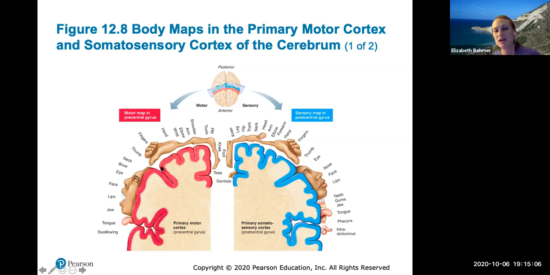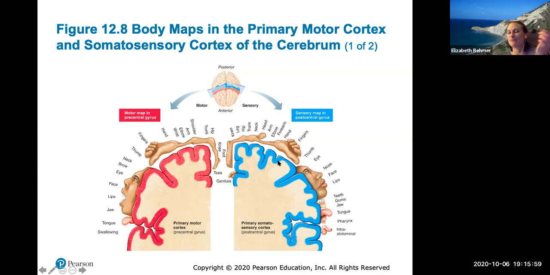This is the left motor map in your precentral gyrus, and you can see how much of the cortex is given to different parts of control in the body. You'll notice a large part of the cortex controls your fingers and hands. You have a lot of sensory receptors in your fingers and hands and a lot of fine motor control there. There's a lot of motor control in your face as well: swallowing, tongue. Your knee, foot, and toes get hardly any motor control area, but there's a lot of attention given to your hand, fingers, and face. Again, the left side of the brain will control the actions on the right side of your body.